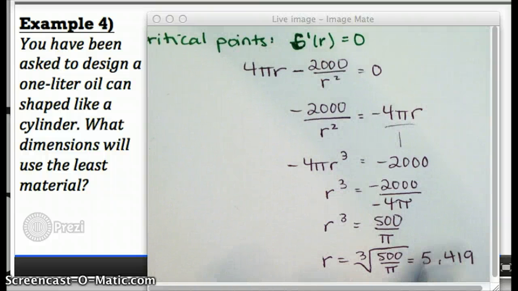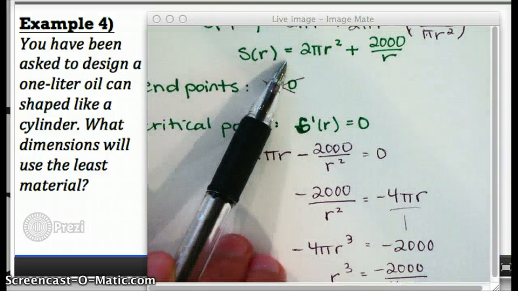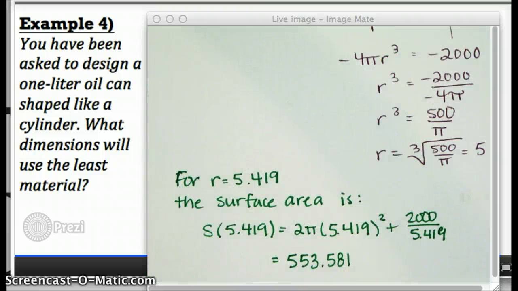But before I look at the second or first derivative test, let's figure out what the actual surface area would be by plugging this r value back into the original function, which was this one right here. I recommend you use your calculator. When I plugged back in, I got a surface area of 553.581.